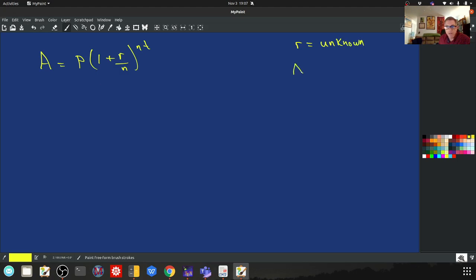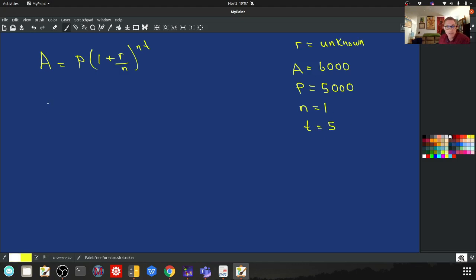Our final amount, again, we want to have $6,000. Our principal that we have to invest is fixed. It's more like it. In real life, I have $5,000. My n value is equal to 1, and my t value is still equal to 5. So let's plug it in and see what we get.